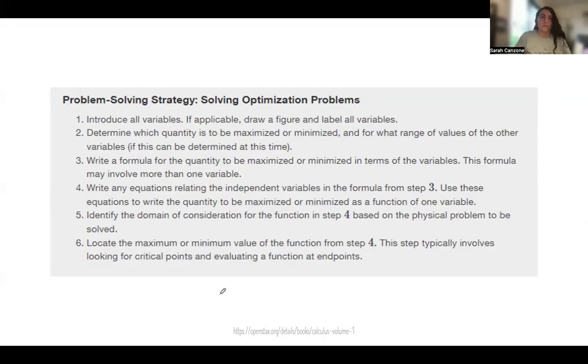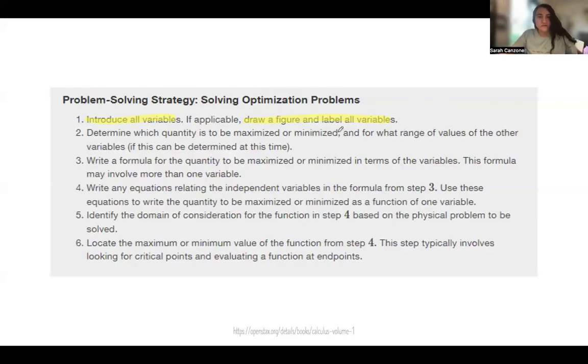So let's talk about what the strategy is for solving an optimization problem. Optimization is looking to either maximize or minimize something. To optimize any type of question, first we're going to want to determine the variables that we're looking at. This is very similar to when we were doing related rates. So we're going to introduce our variables. We're also going to want to draw a figure and label those variables. Drawing a diagram really does help us, especially in this situation.